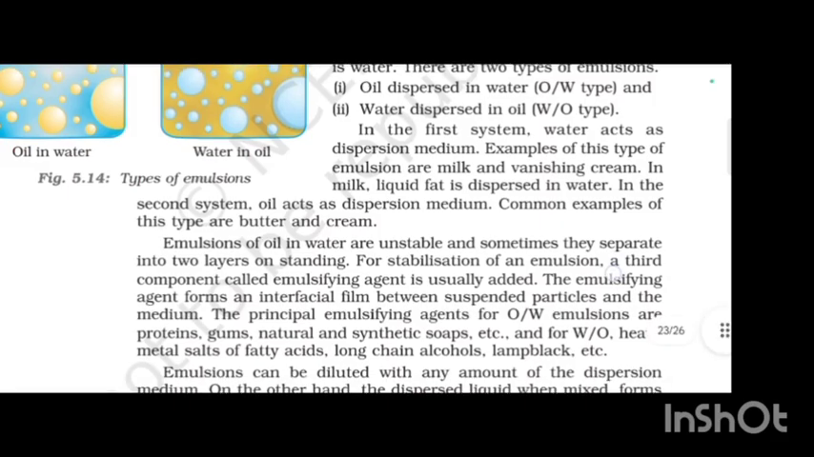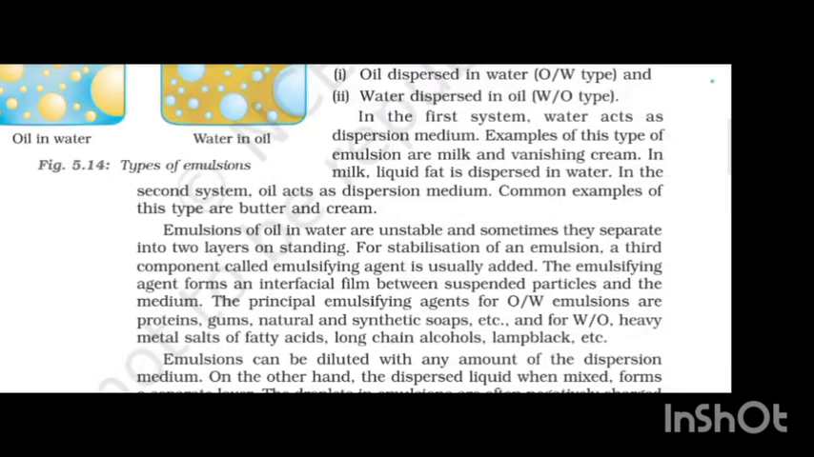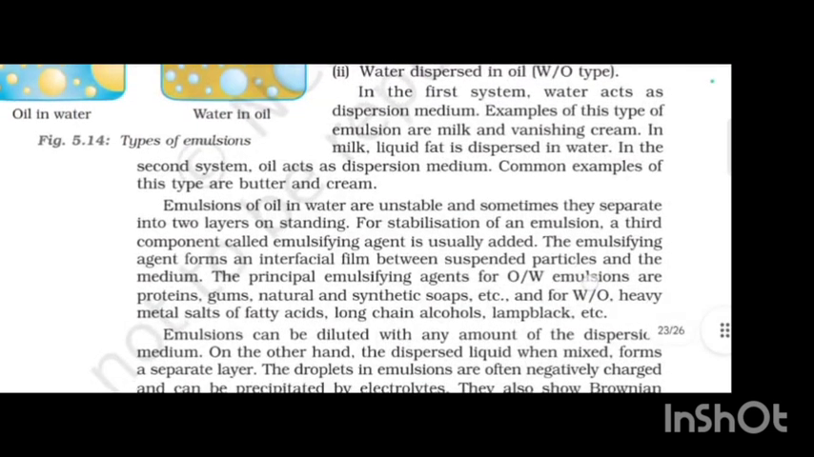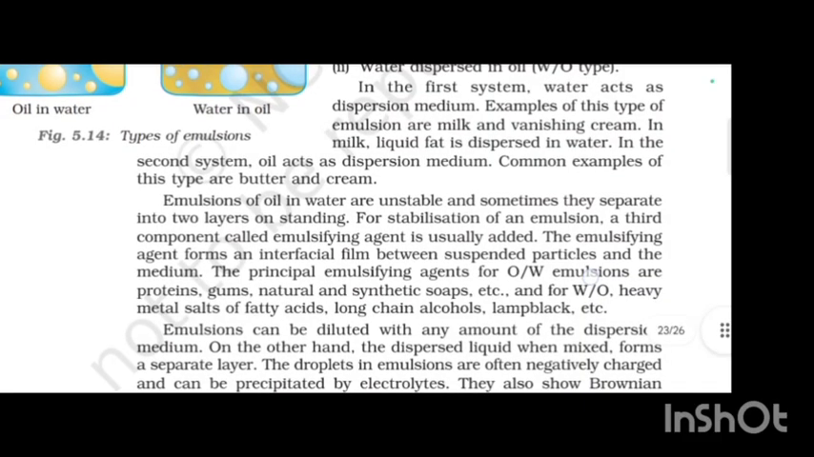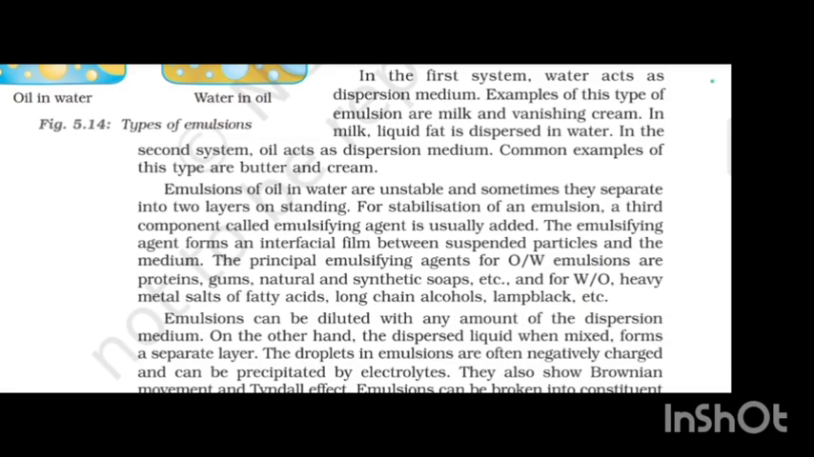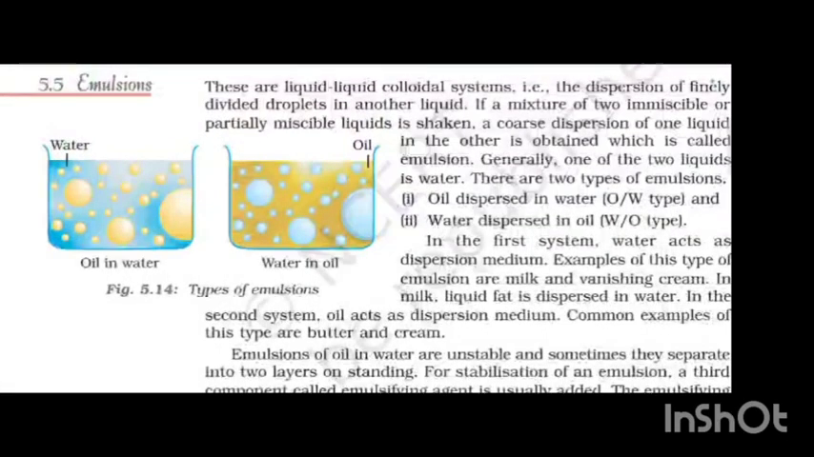In the first system, water acts as the dispersion medium. Examples of these emulsions are milk and vanishing cream. In milk, liquid fat is dispersed in water. In the second system, oil acts as the dispersion medium. Common examples of this type are butter and cream. Figure 5.14, Types of emulsions.